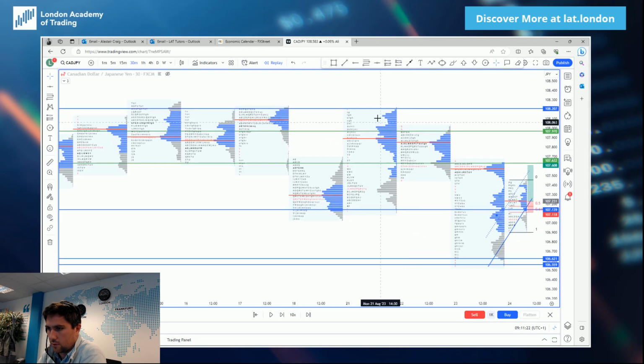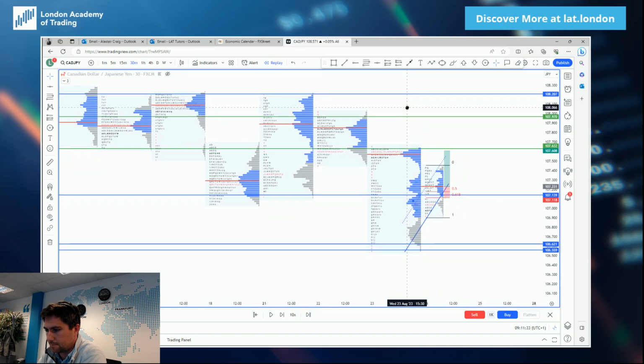Probably the strongest level of the lot sits up here. Three session highs, significant poor highs just beyond that, and then the top of this little single print here at 108.20. So our market profile is suggesting some opportunity for positivity.